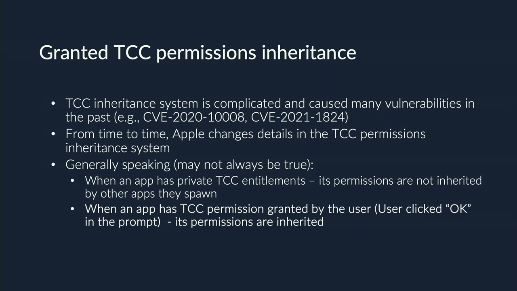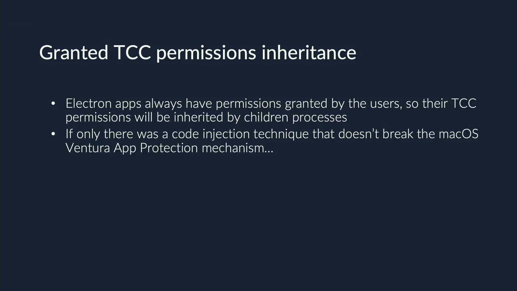And generally speaking, which may not always be true, when an application has private TCC entitlements, the children that are spawned by these applications will not have the TCC permissions inherited. But when you download an application from the internet and you grant the downloaded application a TCC permission, it asks for your permission, and the TCC permissions will be granted to its children. Fortunately for us hackers, of course, Electron apps are the second case, right? So those are downloaded from the internet or from the App Store, and you grant the TCC permissions, so every child spawned by an Electron application will have its permissions inherited. So if there was only a technique that doesn't break the macOS Ventura app protection mechanism, we could get the takeover of the TCC permissions.